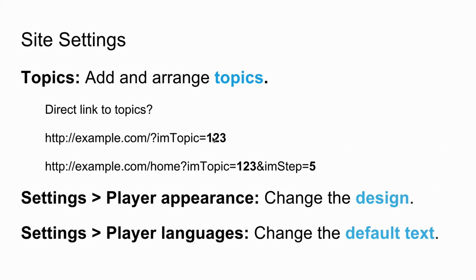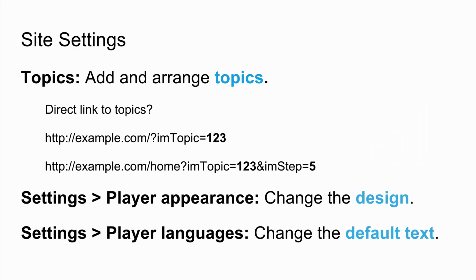So you would take your website, slash at the end, question mark, iamTopic, being careful to use camel case here, equals, and then your topic ID. That's all in the help section if you want to find out how to do that. You can also link directly into a specific step, saving people a few clicks. So you've seen a little bit of how to manage and arrange the topics.